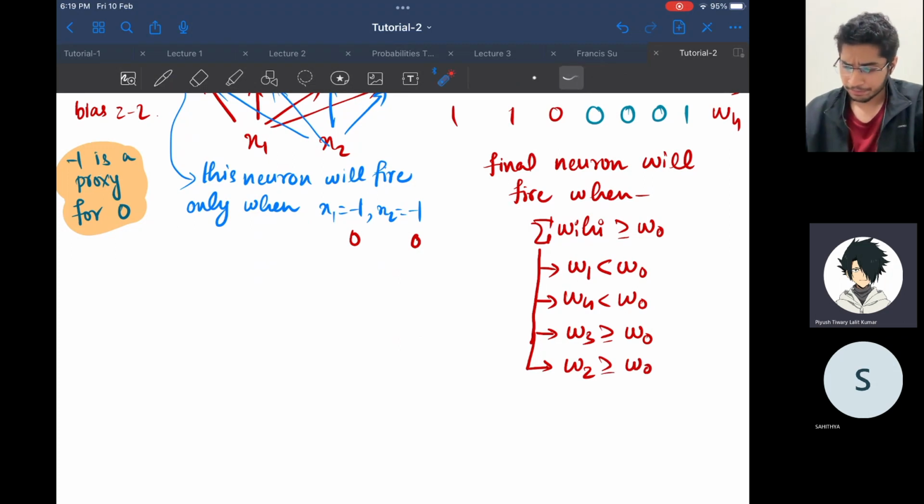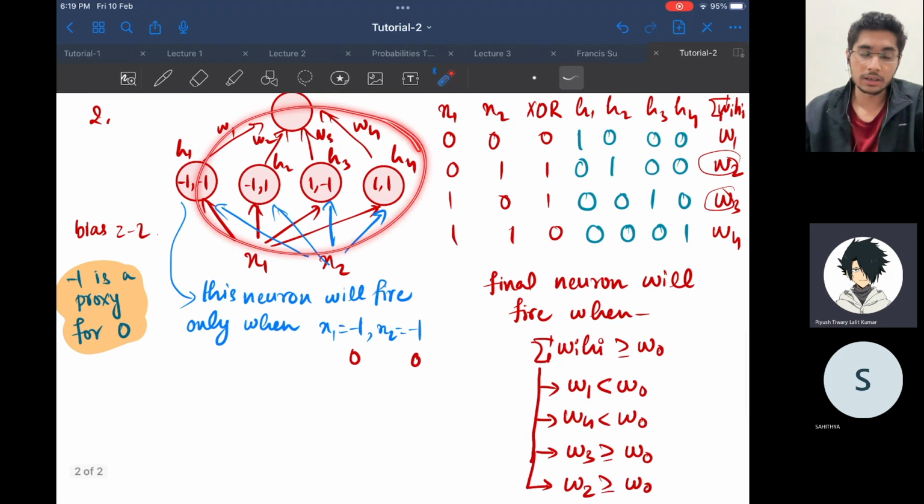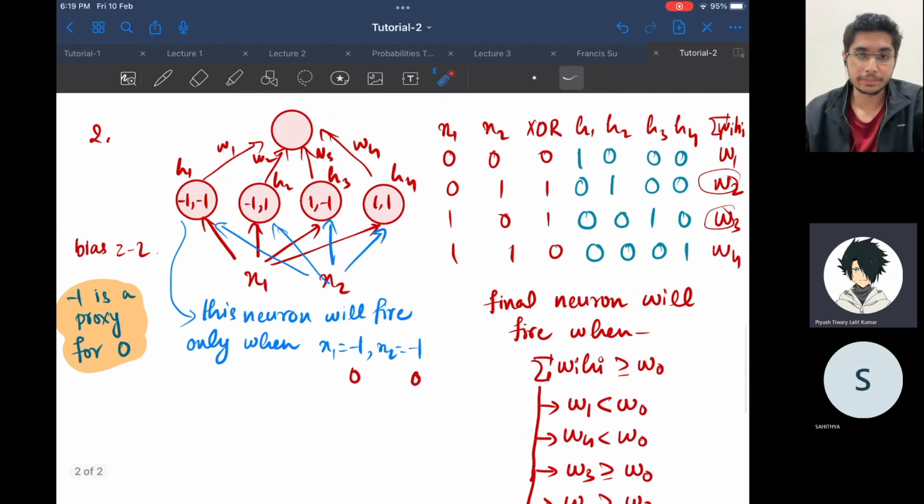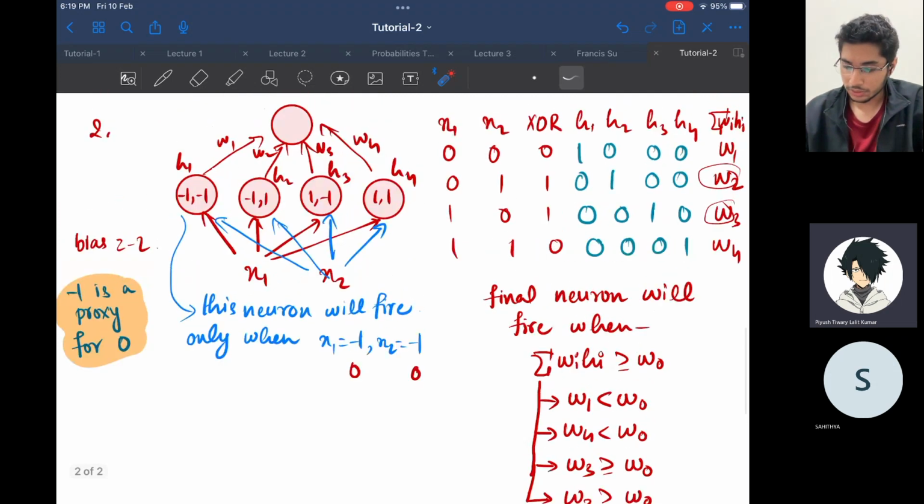And so any tuple of W1, W2, W3, W4, and W naught which satisfies these conditions gives valid weights that we can use to construct this one layer perceptron. All right, so this is the way this thing was constructed.